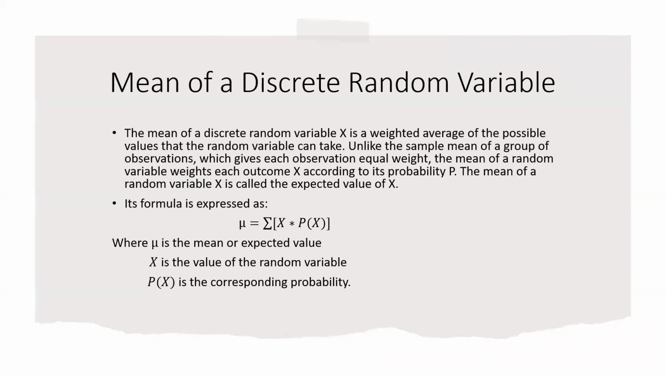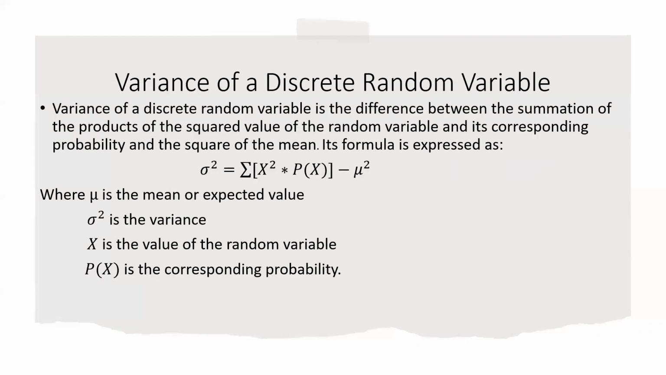So its formula states that mu is equal to the summation of x times p of x, where p of x is the corresponding probability, while x is the value of the random variable, and mu is the mean or expected value. So when we say variance, it is the difference between the summation of the products of the squared value of the random variable and its corresponding probability and the square of the mean.